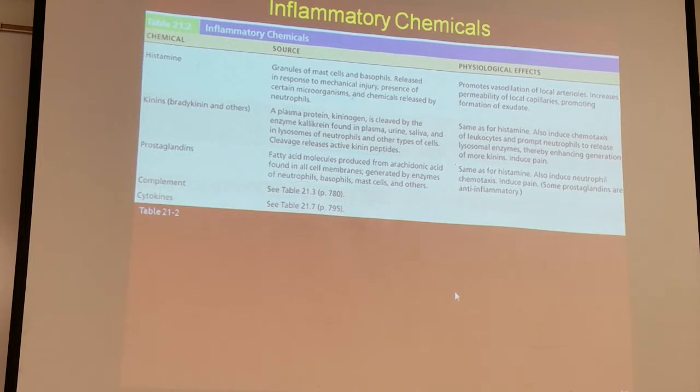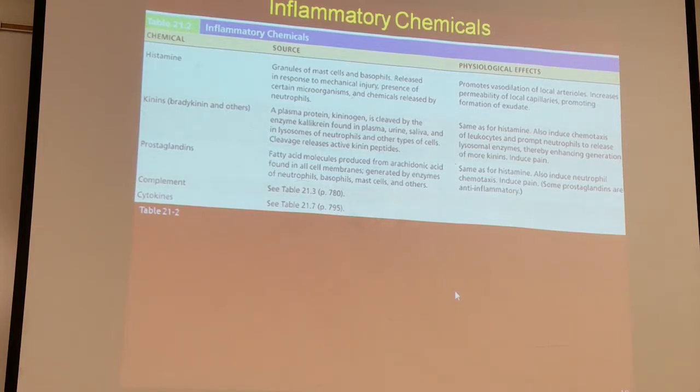So we're going to skip antimicrobial proteins and move on to inflammation. All right, so this is question 5. Goals, benefits of inflammation, cardinal signs of inflammation. How does histamine cause inflammation and the resulting cardinal signs? What are the cardinal signs?